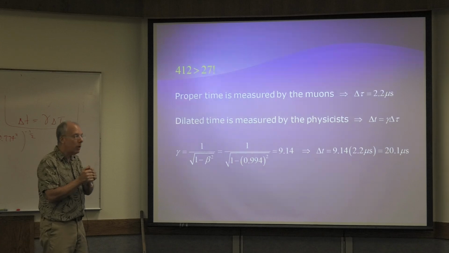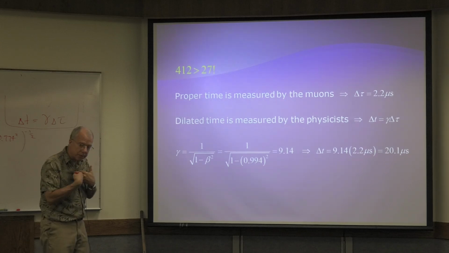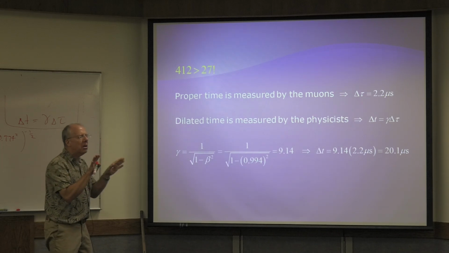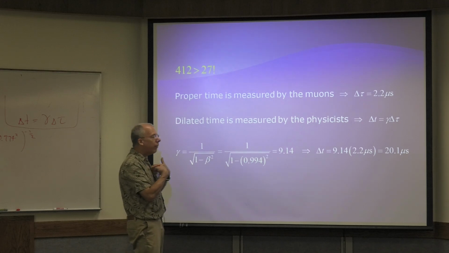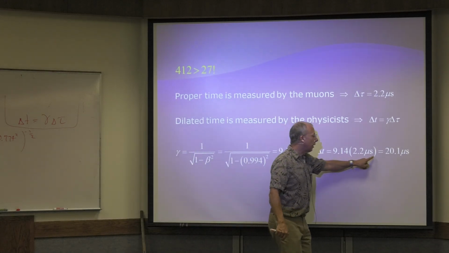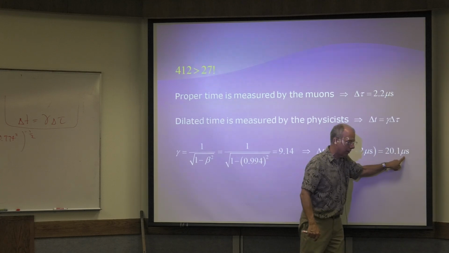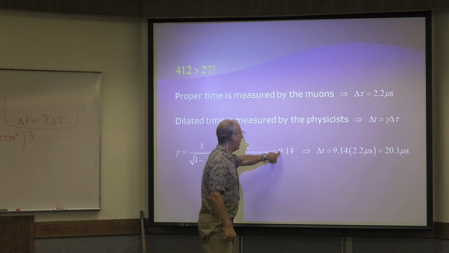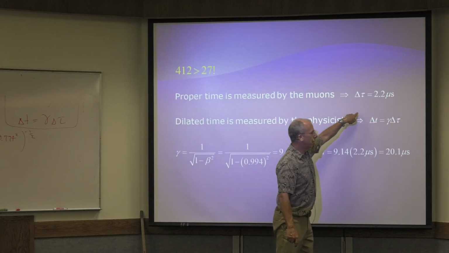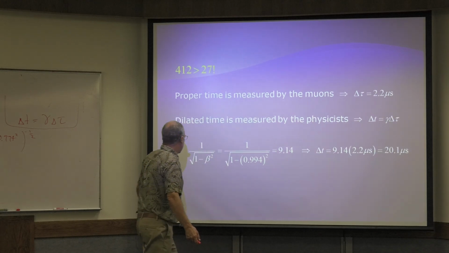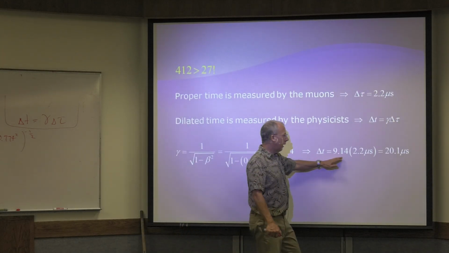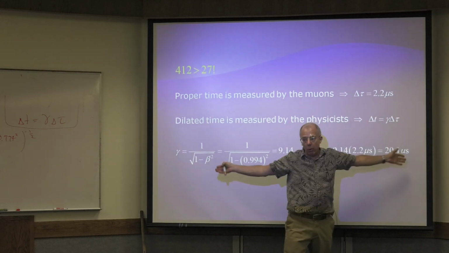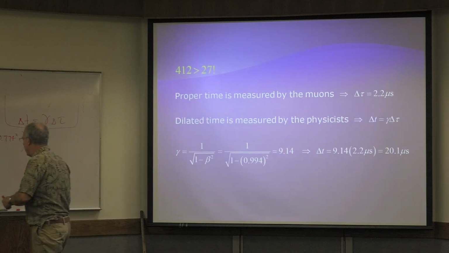But remember, the muon is moving relative to us, the experimenters. So we say, in our reference frame, the muon actually lives 20.1 microseconds. Okay? We say that the muon lives 9 times longer than the muon measures its lifetime. Well, come on. If the muon lives 20.1 microseconds rather than 2.2, it can travel a lot more, it can travel a lot longer, right?